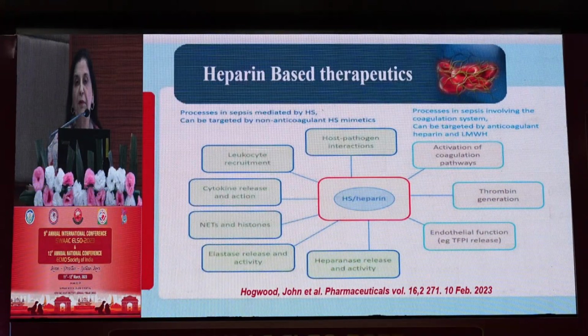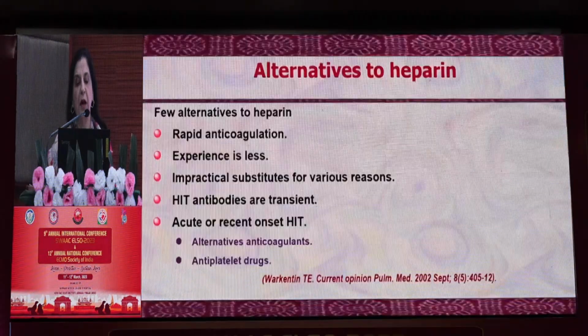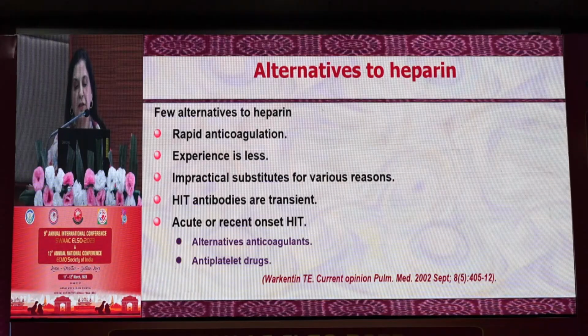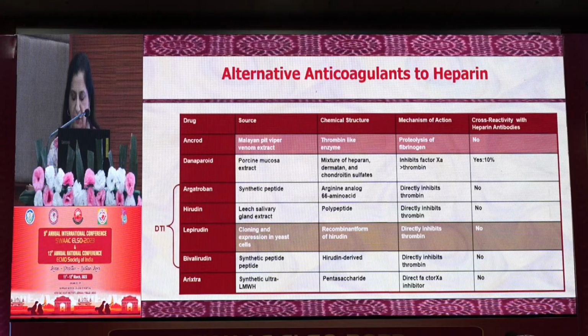Now, heparin and heparin sulfate kind of molecules have been mimetic and they've been brought about. And this PCOS trial brought about a lot of new heparin alternatives into the market. Alternatives to heparin should ideally have rapid anticoagulation. With less experience, the antibodies to HIT should be transient or absent. The acute or recent onset of HIT, if it is there, then only an antiplatelet drug or an alternative to anticoagulants is needed. So if I have a marker here, I would just like to point out these two things.